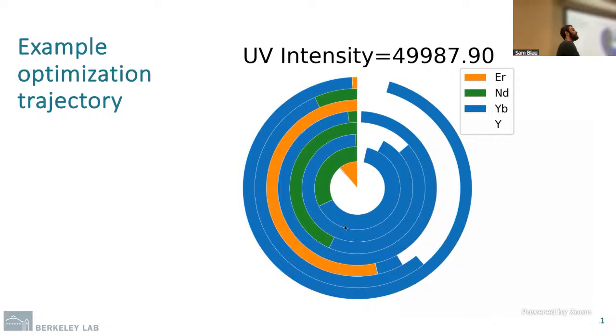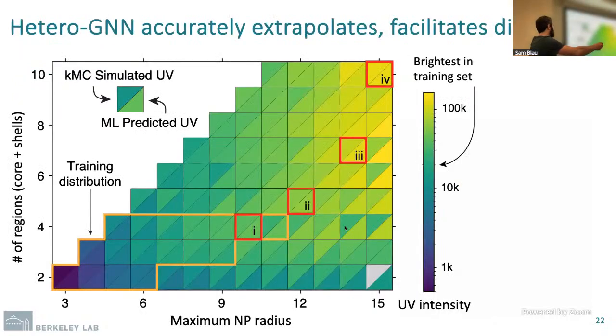Whether there's a gap between the KMC and experiment, you could always fine tune the model later on some experimental data, if this is working to get a good representation and predict your KMC outputs. So I love this plot. Basically, each one of these boxes is a global optimization. On the x-axis we have the maximum nanoparticle radius, and on the y-axis the number of regions, the core plus the number of shells. For each of these, we're doing basin hopping plus gradient-based optimization to find the optimal nanoparticle heterostructure to maximize UV emission for this specific maximum radius and number of shells.